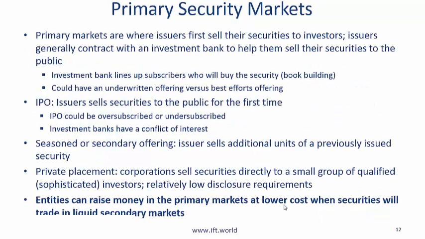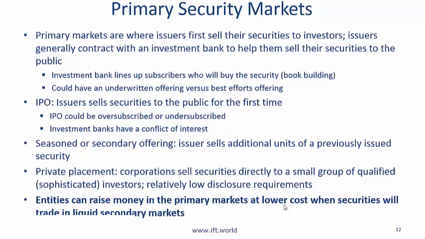Primary security markets. Primary markets are where issuers first sell their securities to investors. Issuers generally contract with an investment bank to help them sell their securities to the public. The investment bank lines up subscribers who will buy the security. This process is called book building.